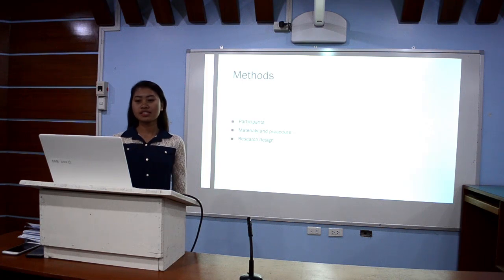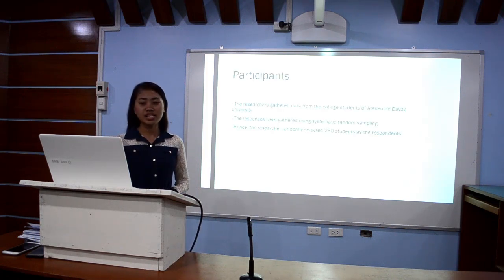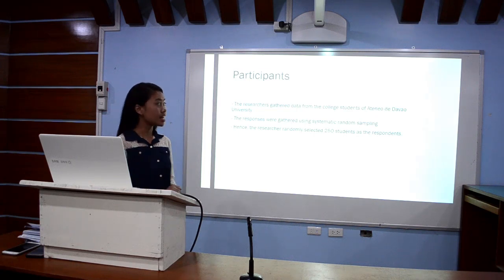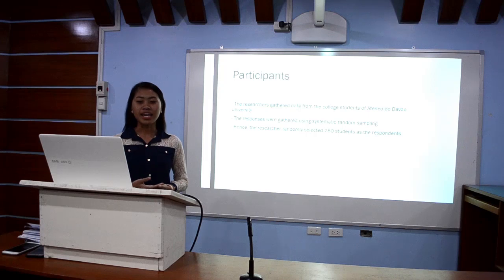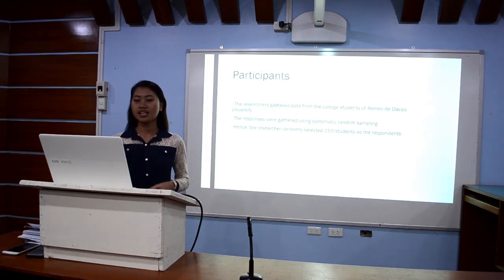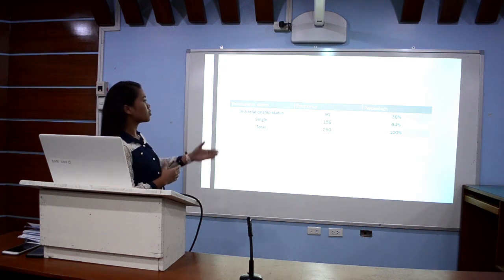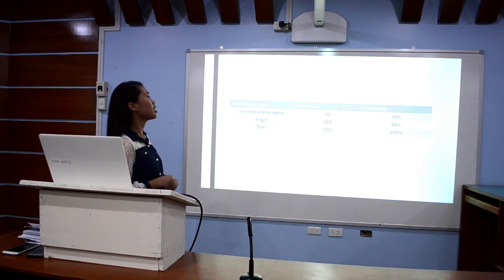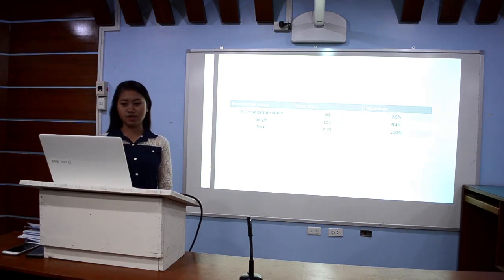So first is the participants. The researchers gathered data from the college students of Ateneo de Davao University, and the respondents were gathered using systematic random sampling. Hence, the researchers randomly selected 250 students as the respondents. So this is the table for the relationship status, which we gathered 91 respondents for in a relationship, and for single we gathered 159 respondents, a total of 250 respondents.